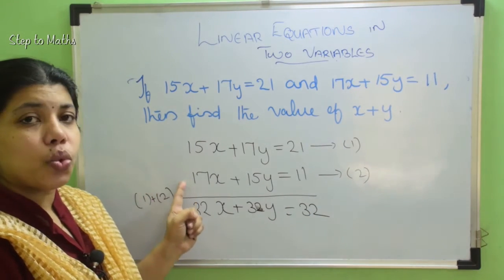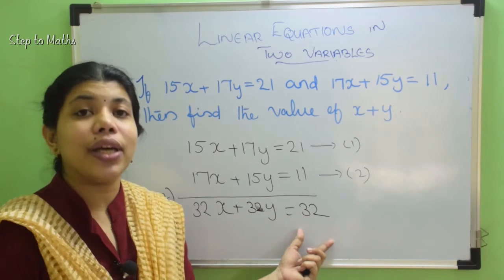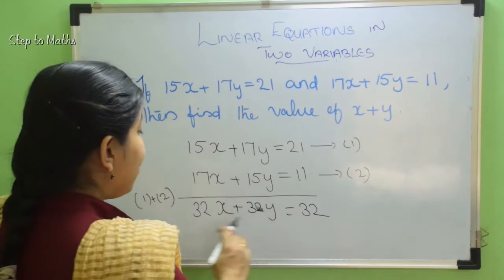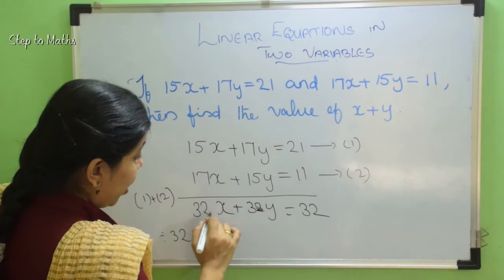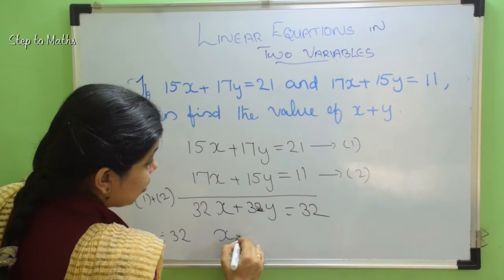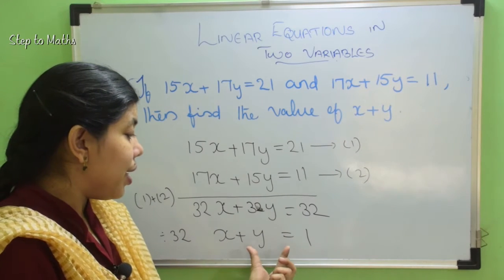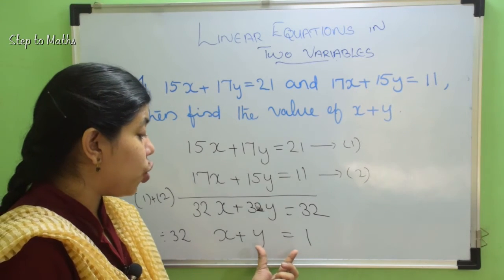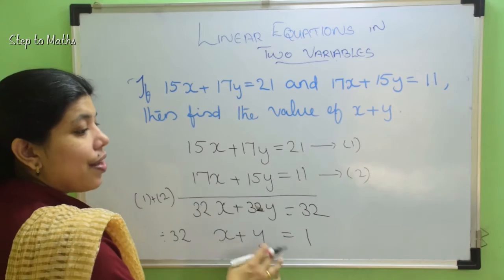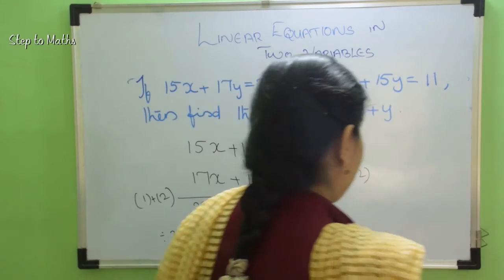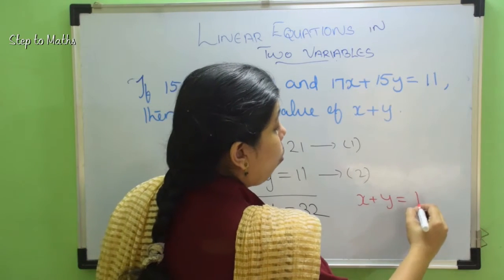After the addition of these two linear equations, we get 32x plus 32y is equal to 32. If we divide this equation throughout by 32, then we get x plus y equal to 1. Now we get another linear equation, x plus y is equal to 1. And our question is find the value of x plus y. That means the value of x plus y is equal to 1. So our answer is x plus y equal to 1.